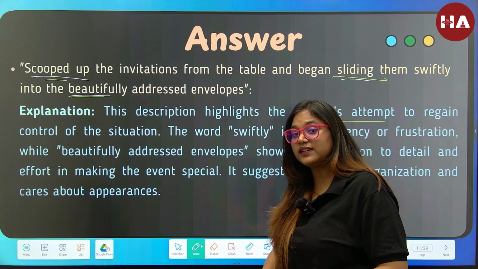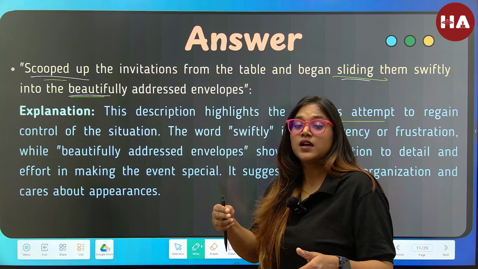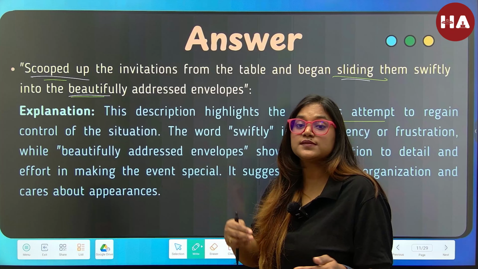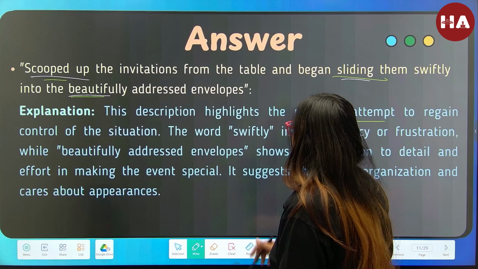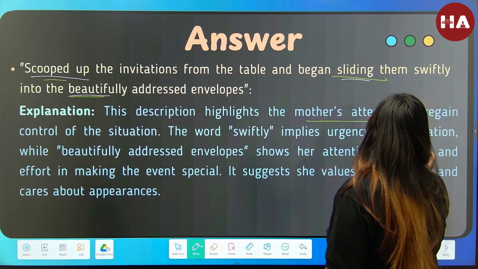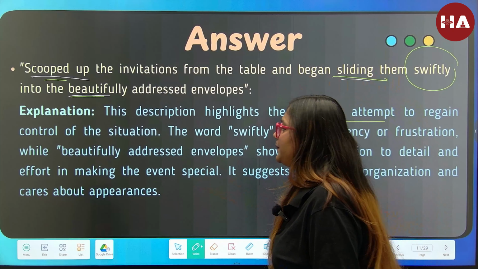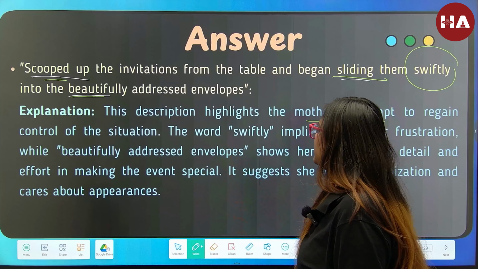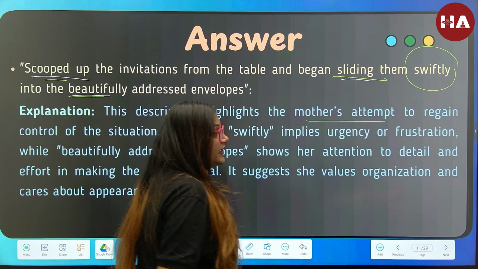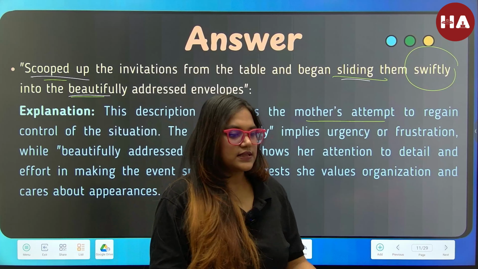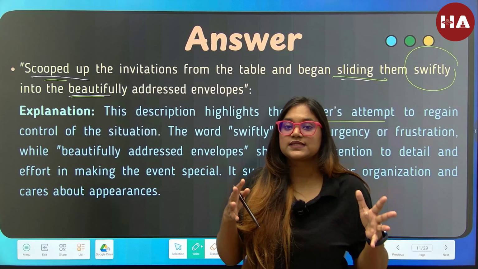She wants to regain control. This is why she is putting back those invitations in the envelopes quickly. The word swiftly implies urgency or frustration. Here the word swiftly is written, while beautifully addressed envelopes shows her attention to detail. So maybe she is that person who really likes fancy things.